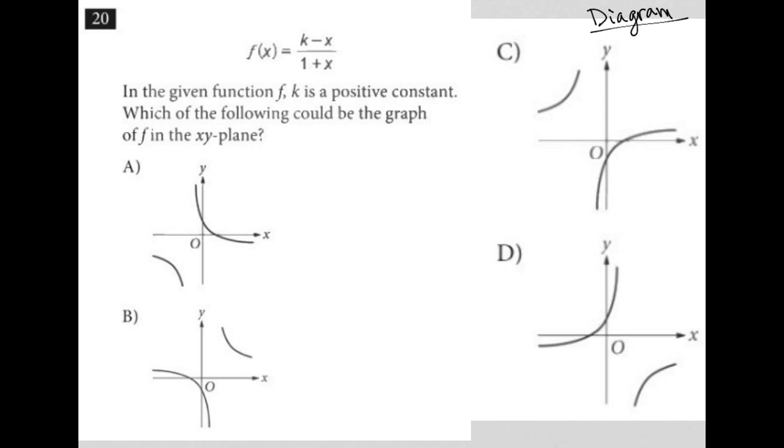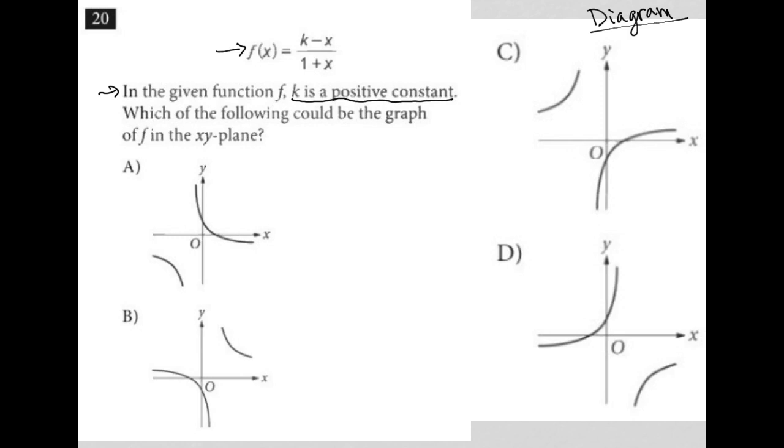The question here starts off by telling us that f of x is equal to (k minus x) over (1 plus x). It goes on to say, in the given function f, k is a positive constant. Okay, so k is some constant value. Which of the following could be the graph of f in the xy-plane? Okay, so k is a positive constant.